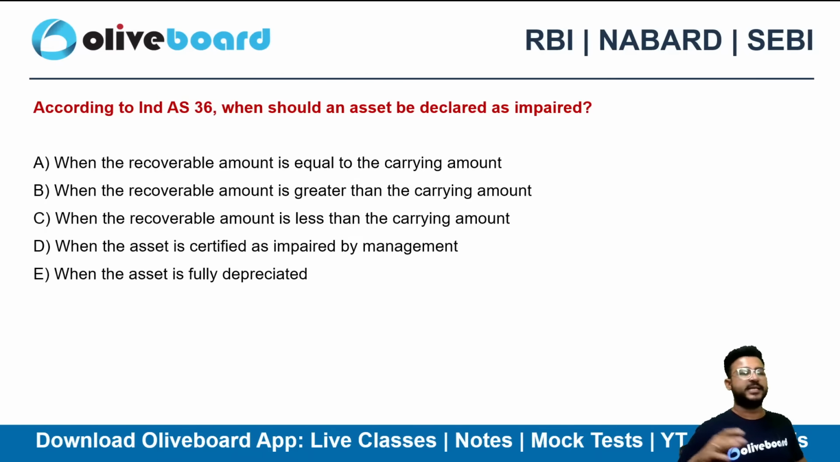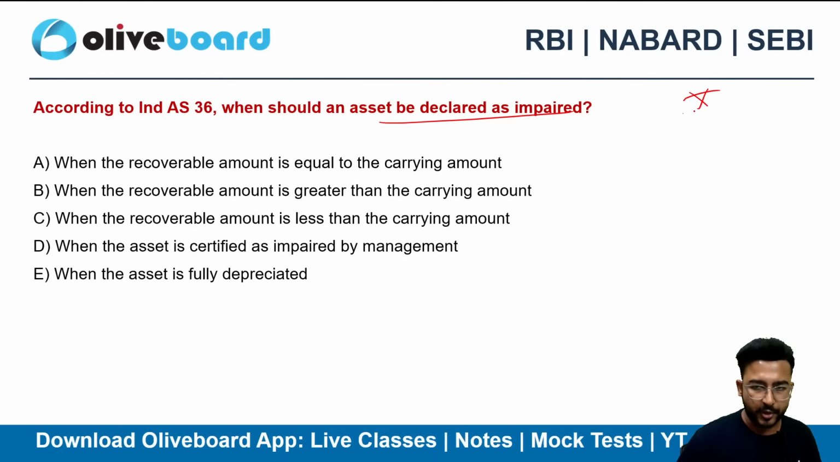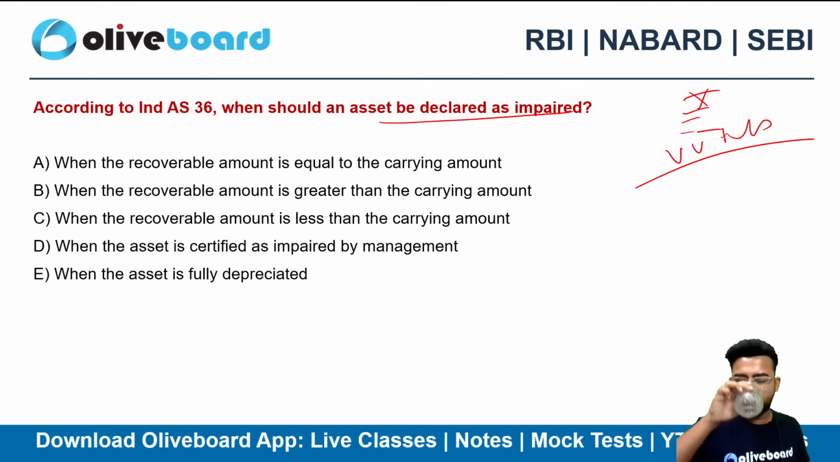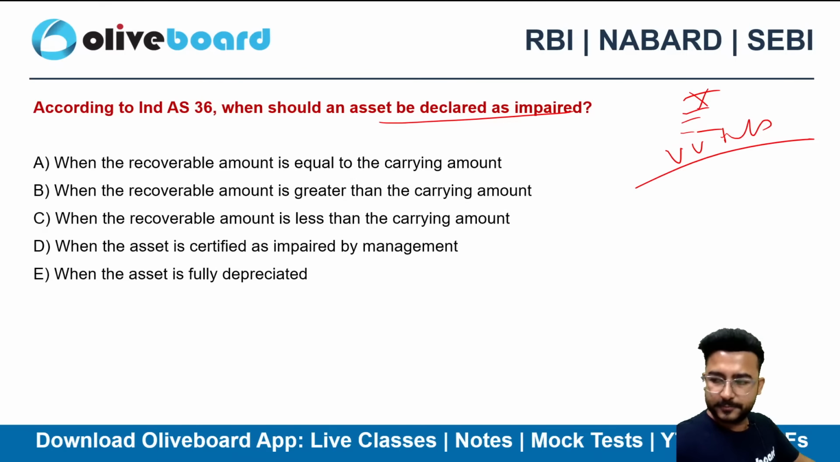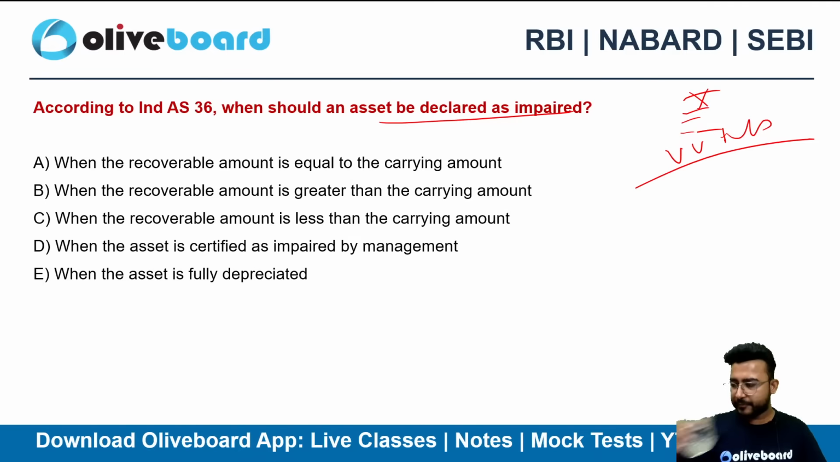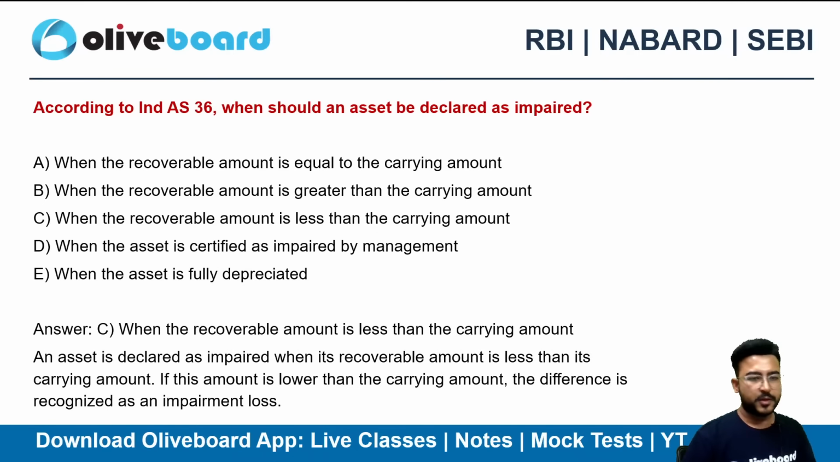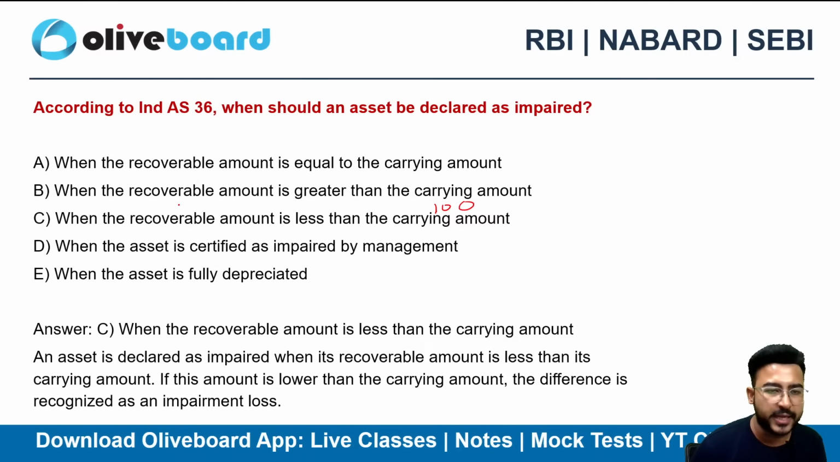Next one, according to Ind AS 36, I know Ind AS 36 is not in your course. When should the asset be declared as impaired? Important, very, very important for your upcoming examination. Option C, when recoverable amount is less than the carrying amount. I'm carrying something at 100 rupee, but I'm only able to recover 80 rupee out of it. So can I say that 20 rupee is nothing but impairment?